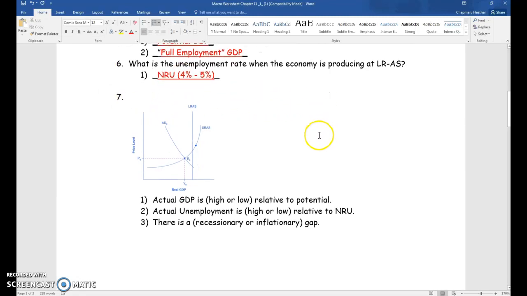Okay, so coming back here to how do I read the graph? Our potential, what we can produce, is here, if we're at our happy place of unemployment, but where we're actually producing here, which is closer to 0, that means actual GDP is low relative to my potential GDP, which is right here.